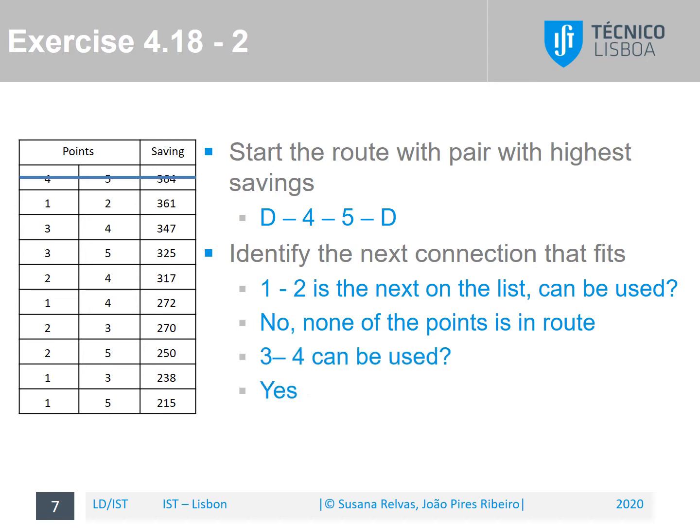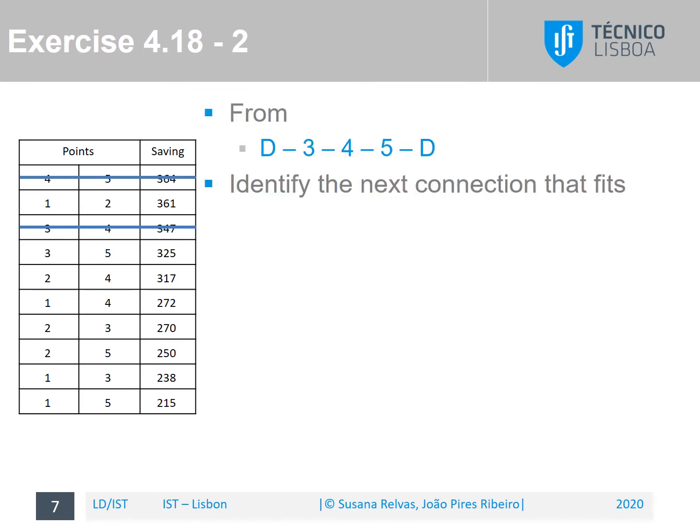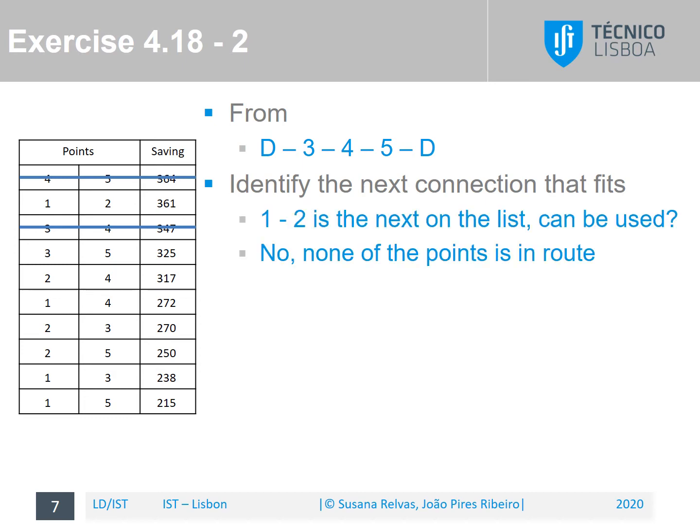3, 4, can it be used? Yes, because 4 is at the end of the route. Then we have a new route. We have D, 3, 4, 5, D. And we take out 3, 4 from the matrix. Now we have to identify the next connection that fits. In this case, 1, 2. Can we use it? No, none of the points is in the route.